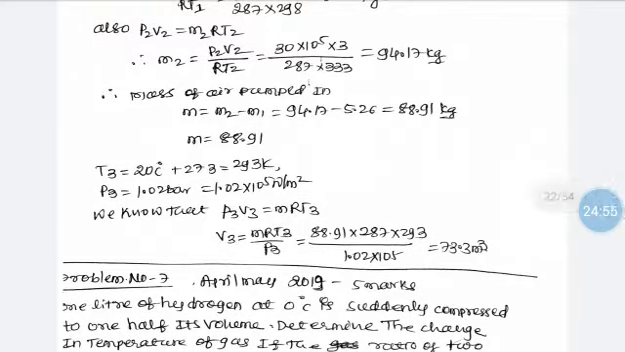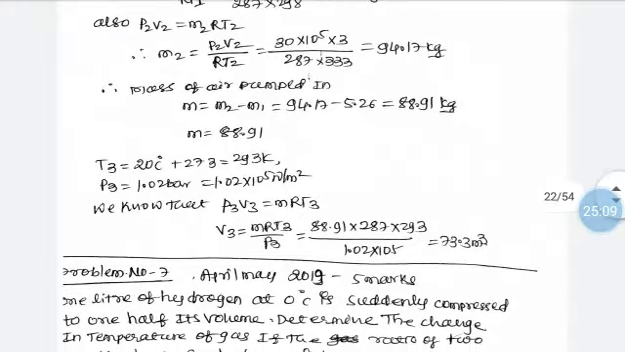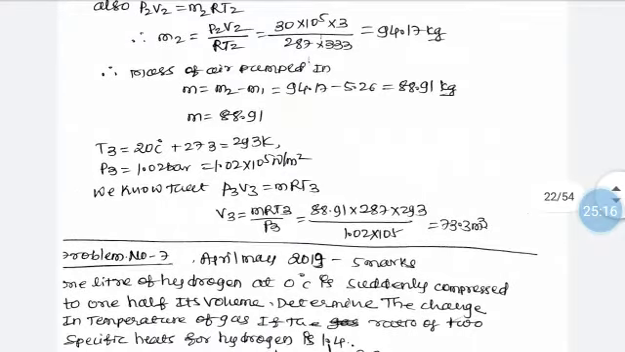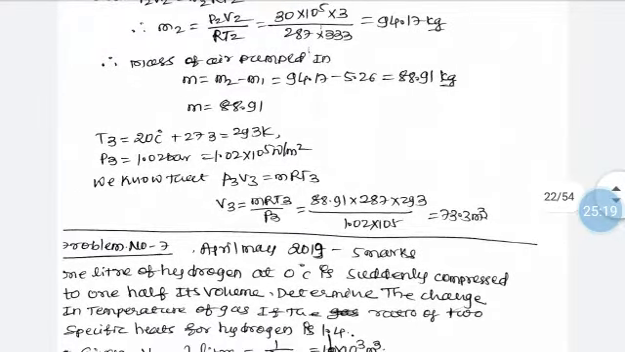Now we have to express this mass of air as a volume when the temperature is 20 degrees Celsius and the pressure is 1.02 bar. So the temperature T3 is 20 degrees Celsius, and we convert this into Kelvin, 273 plus 20 is equal to 293 Kelvin. Pressure P3 is equal to 1.02 bar, that we convert to 1.02 into 10 raised to 5 Newton per meter square. So this mass m is equal to 88.91, and for this temperature and pressure we have to find out the volume.